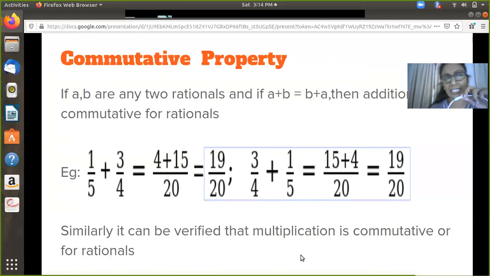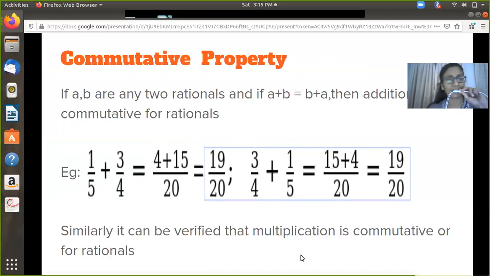If such a thing happens, then I can clearly go and generalize that addition is commutative for rationals, because I'm performing the operation of addition on rationals and it holds good irrespective of the order in which I am adding the rationals. So whether I add it as a plus b or b plus a, always my result holds true. So this I have shown you with an example.